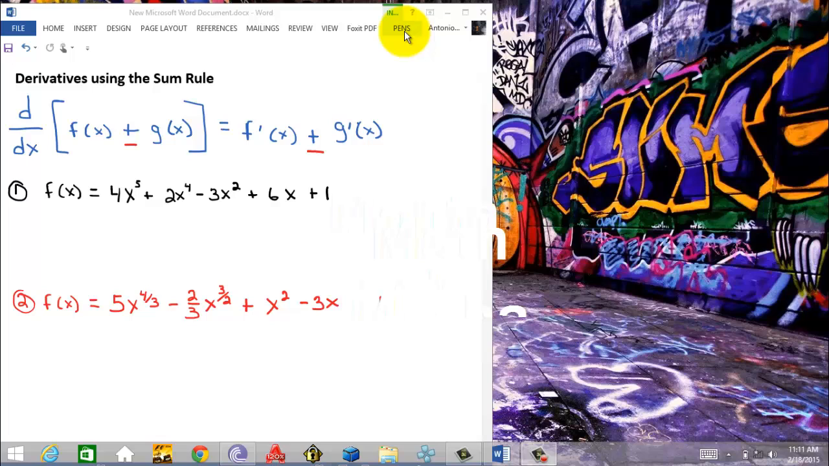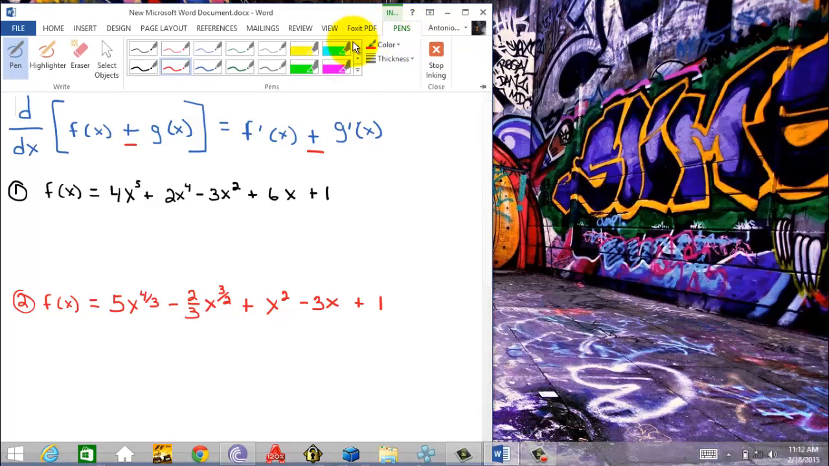This is Agent Tony Says, and today we're going to talk about using the sum rule to take derivatives of given functions. Here I've written the rule: the derivative of f of x plus or minus g of x is equal to the derivative of f of x plus or minus the derivative of g of x. Let's take a look at a couple of samples that I've prepared for you today and see exactly how this is going to work.